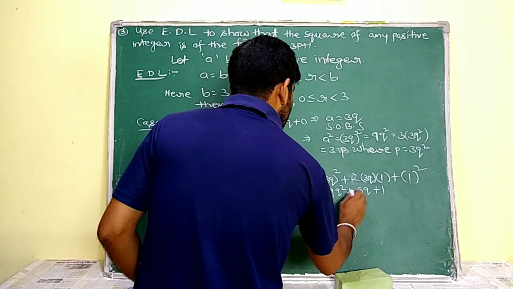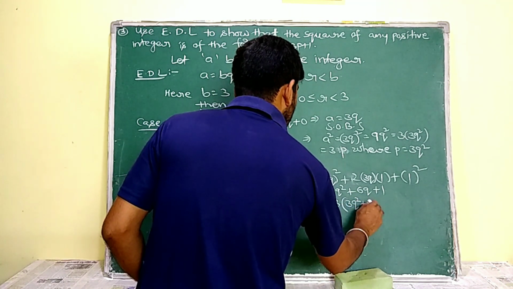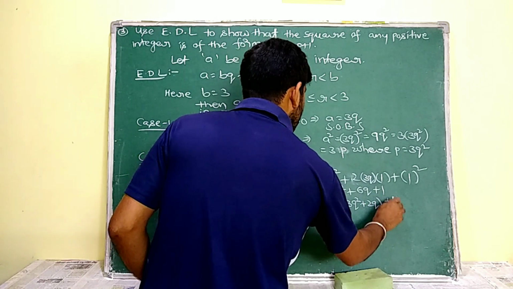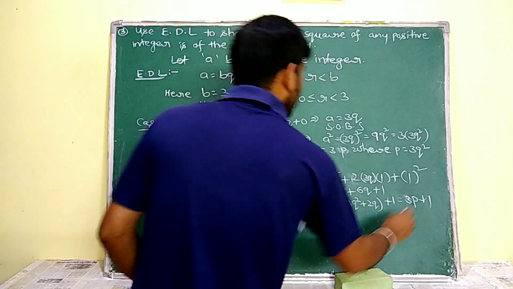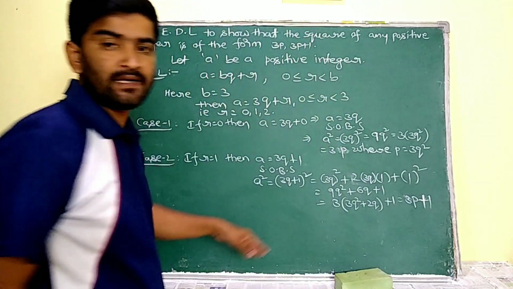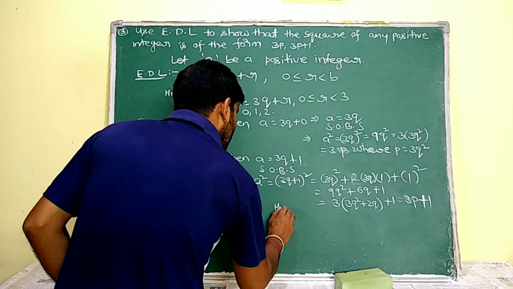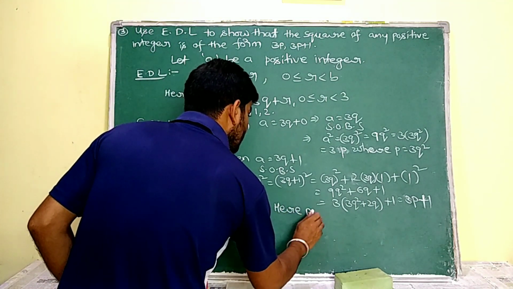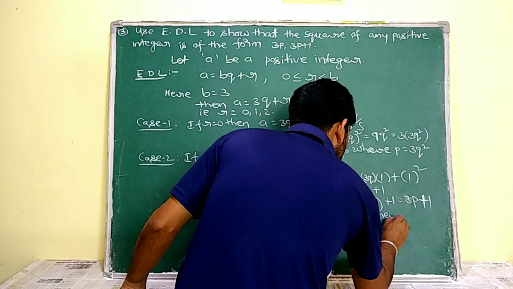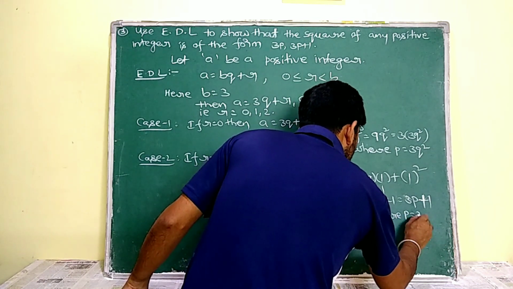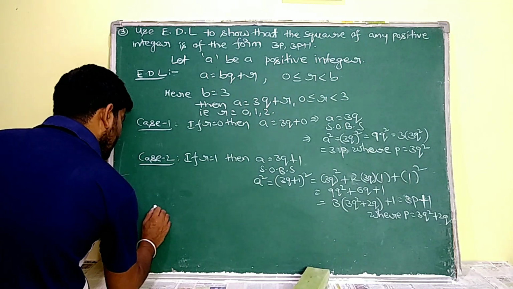From the first two values I am going to take out 3 common. Then it is 3 into (3q square plus 2q) plus 1. That can be expressed as 3 into p plus 1. Here p is equal to 3q square plus 2q. Now coming to case 3.